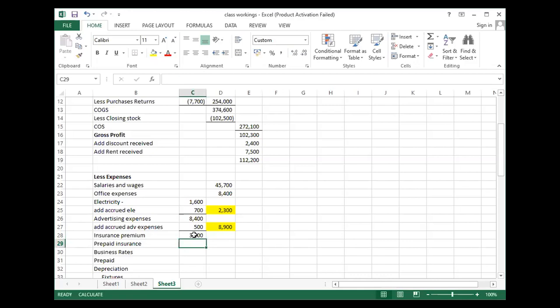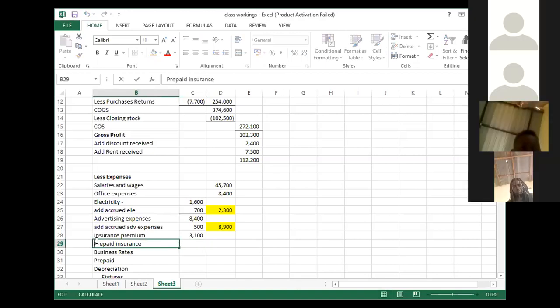So what do we do here? We have paid a total of 3,100, but in it, there is an amount of 900 that has been paid in advance or prepaid. Good, thank you, Gitonga. And therefore, we less it to know the actual amount that relates to the current year. So less 900, what do you get? 2,200.